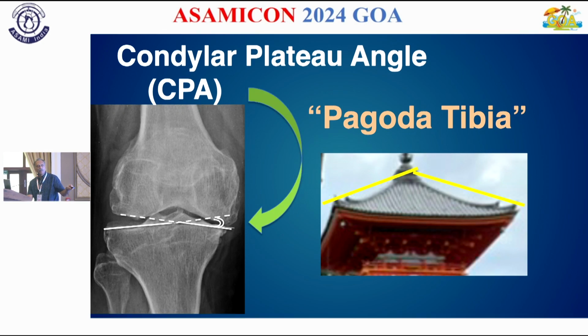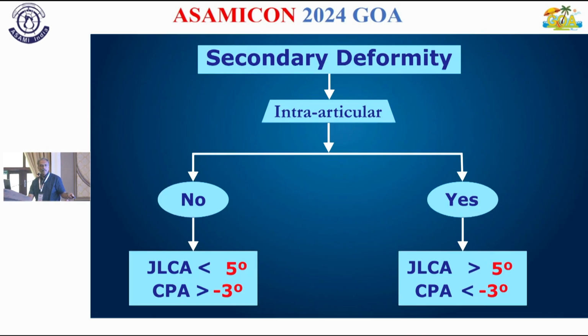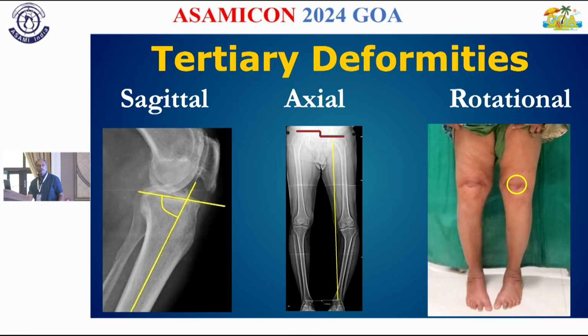That's the angle the two tibial condyles make to each other. In Blount's, it's an extreme depression, but in many patients with osteoarthritis of the knee too, they have varying degrees of CPA. So these are the angles that are needed, but we won't be discussing this in much detail. And then comes the tertiary deformities in the sagittal plane, that's a flexion deformity of the knee.